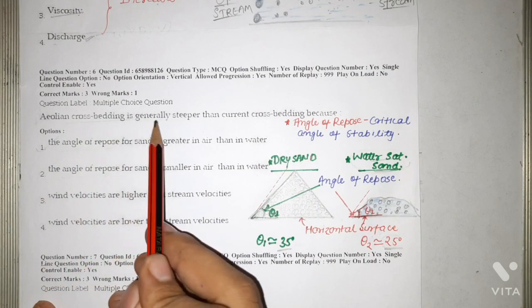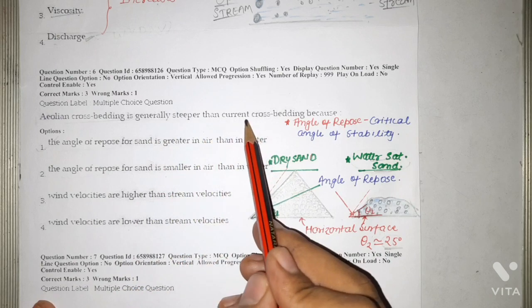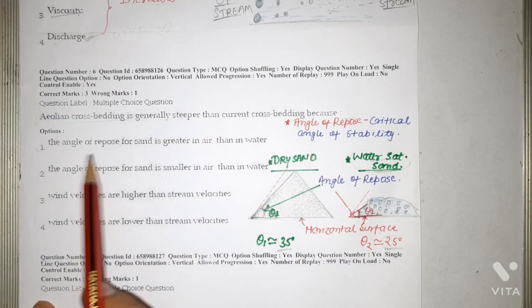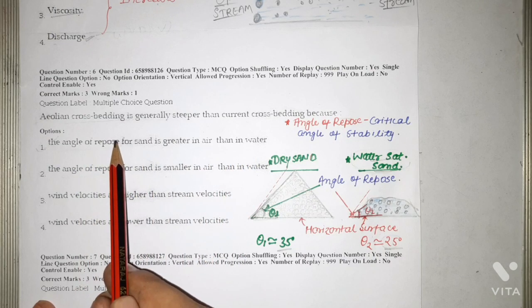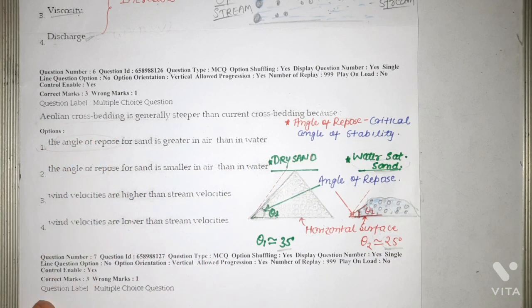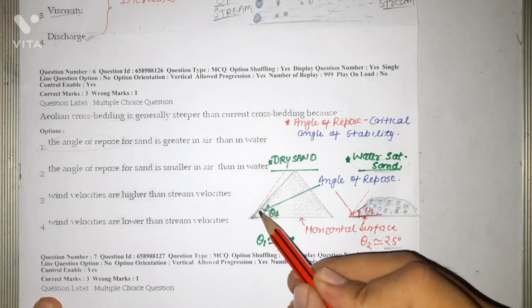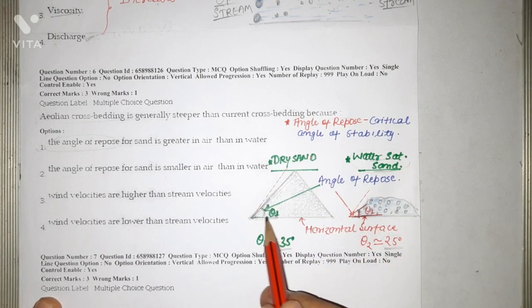Aeolian cross-bedding is generally steeper than current cross-bedding because. The first option is that the angle of repose for sand is greater in air than in water. So let's check what the angle of repose is. The angle of repose is the critical angle of stability. That is, it is the maximum angle of a surface with the horizontal, after which, on increasing a few degrees, particles or grains will start flowing. Say this is a surface and this is its horizontal. Now this theta1 is the angle of repose.